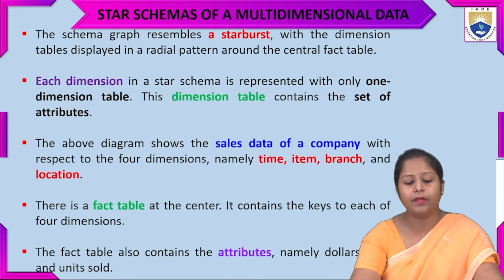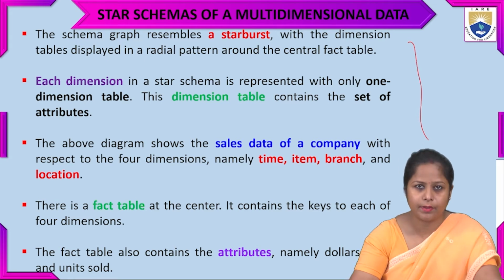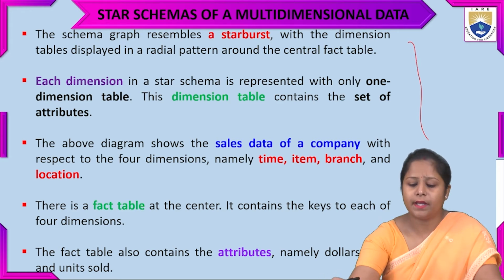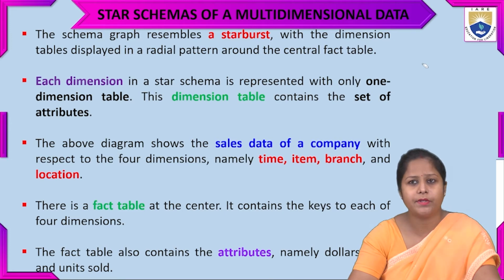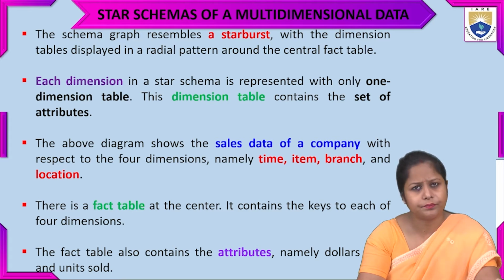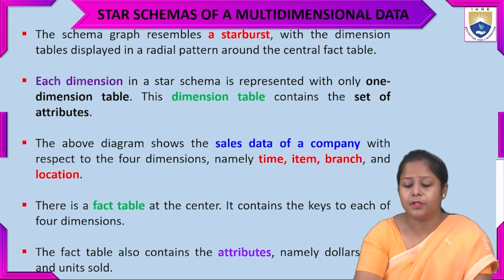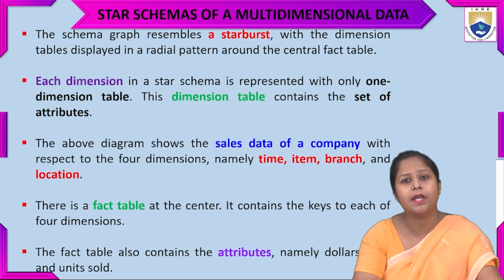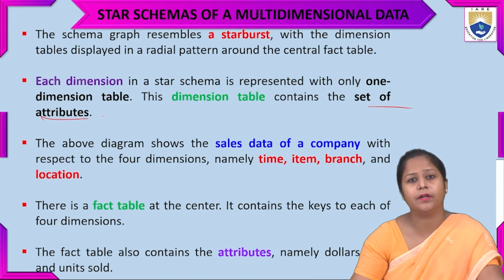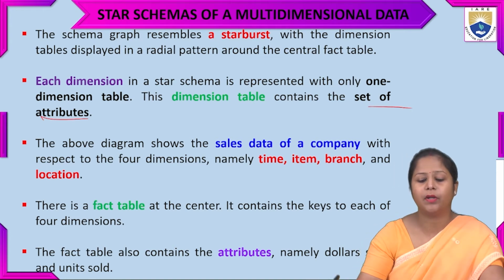So the schema graph looks like a starburst, with the dimension tables displayed in a radial pattern around the central fact table, which we have seen in the previous figure. Each dimension in the star schema is represented with only one dimension table, right? For each dimension in the star schema fact table, there is a respective dimension table, and this dimension table contains a set of attributes.